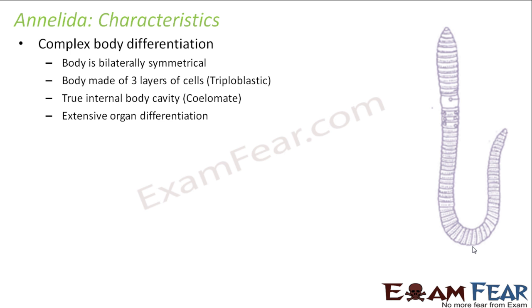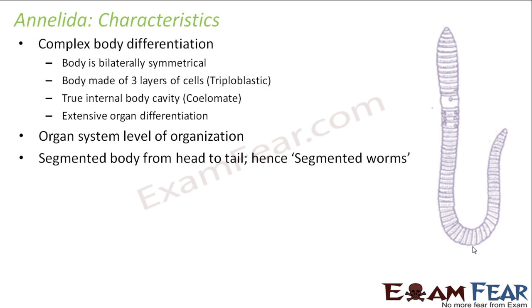Extensive organ differentiation. Here we have a very good distinction between the different organs, because when a pseudocoelom was present there was no complete lining of the coelom, but in coelomates the coelom is completely lined by peritoneum and that lining connects the different organs. So each and every organ is distinctively placed. It has organ system level of organization, and a segmented body from head to tail, and therefore they are known as segmented worms.